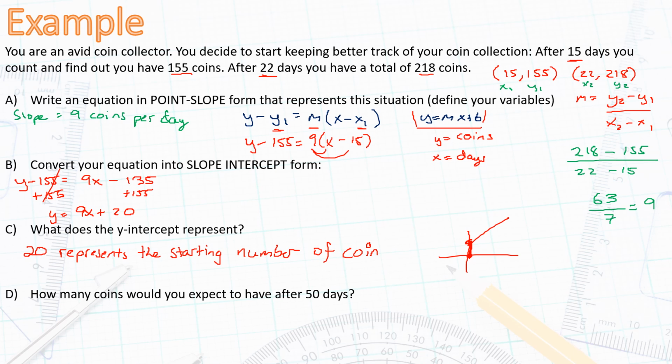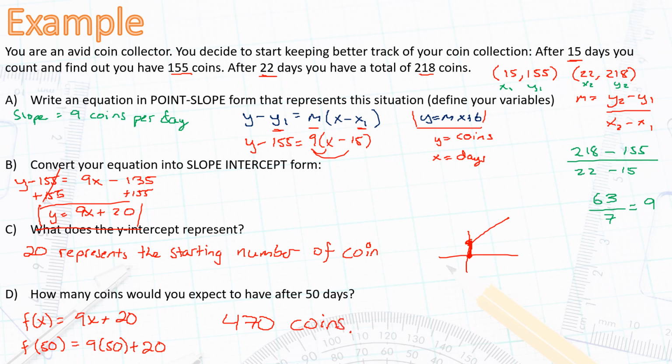And then part D, how many coins would you expect to have after 50 days? So we go back to our point slope form and we say, okay, if this were a function, it would look something like f of x equals 9x plus 20. So it would be a little different appearing. It doesn't matter whether you use function notation or linear in this case. But what we are doing is we are saying if x was 50, so if we were doing 50 days, what would I expect my collection balance to be? 9 times 50 is 450 plus 20 is 470. So we would expect to have 470 coins after 50 days.